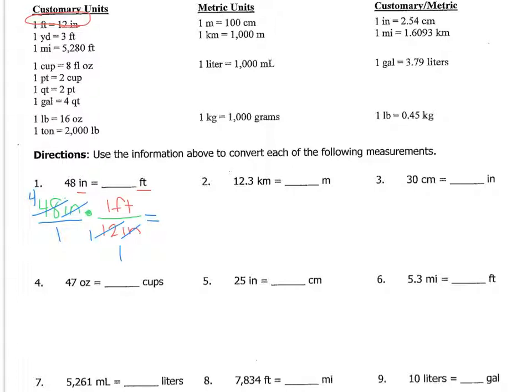So we're going to multiply straight across. 4 times 1 foot is 4 feet. And 1 times 1 is 1. And then finally, 4 feet divided by 1 is just 4 feet. So we found that 48 inches is the same as 4 feet.